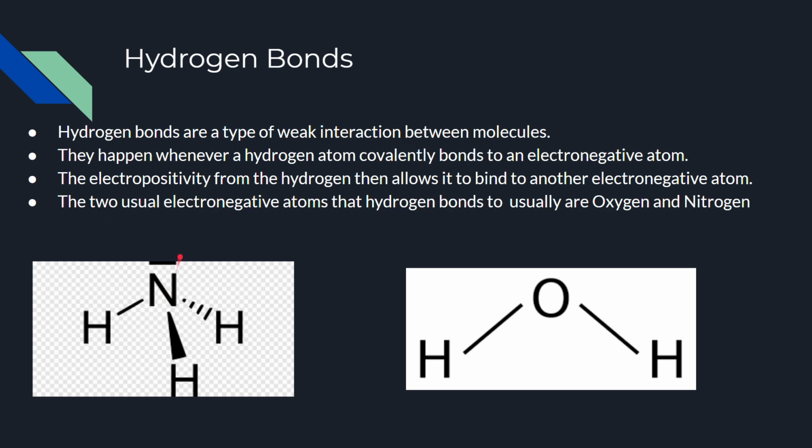Next, we're going on to hydrogen bonds. Hydrogen bonds are a type of weak interaction between molecules. They happen whenever a hydrogen atom is covalently bonded to an electronegative atom. An example is water, because oxygen is electronegative. The electropositivity of the hydrogen then allows it to bind to another electronegative atom. The two electronegative atoms that hydrogen usually bonds to are oxygen and nitrogen.